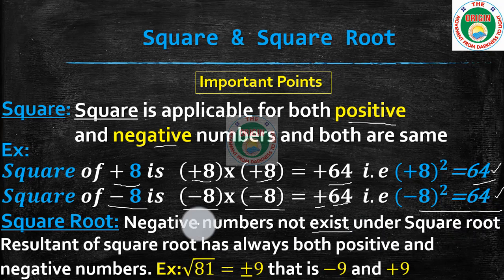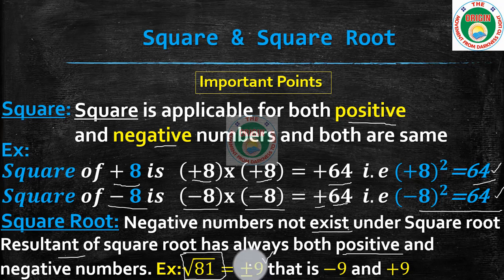Next, an important one: the resultant of the square root. The resultant of the square root is always both positive and negative numbers. How is it? I give an example here. Example, root 81. 81 is 9 into 9, that is 9 multiplied 2 times. So 9 is the square root of 81. That is, the answer is plus or minus 9.